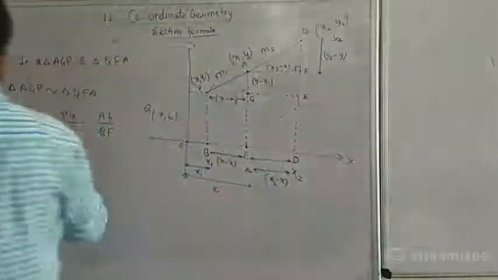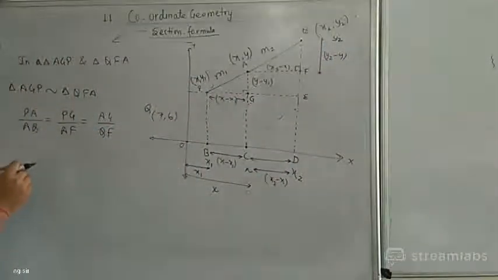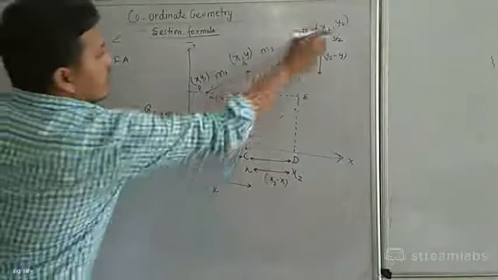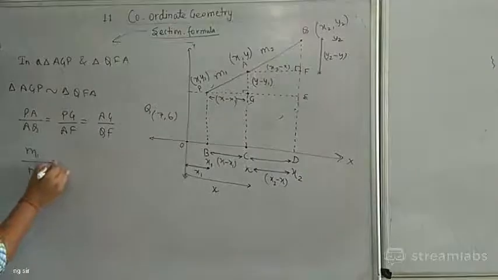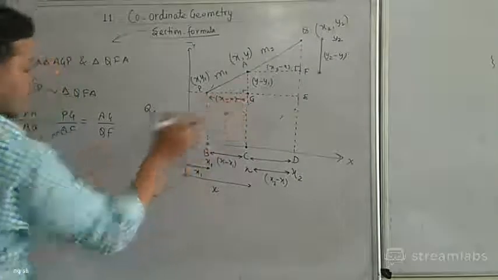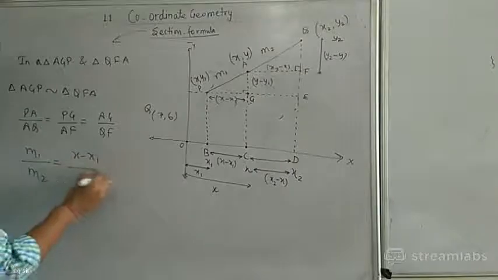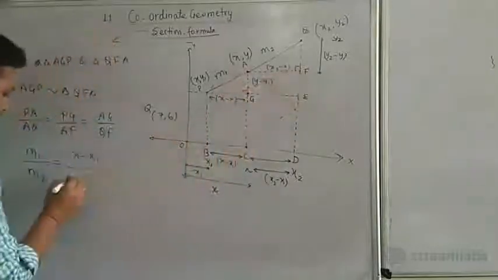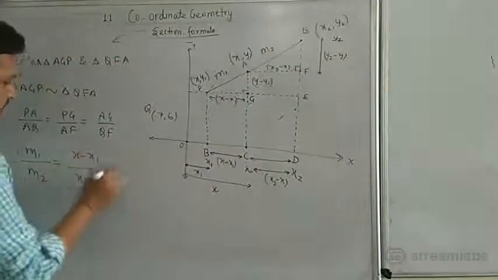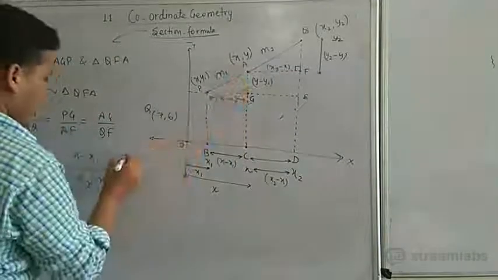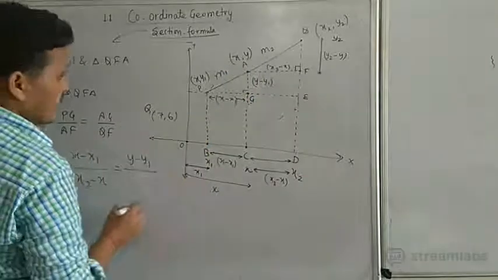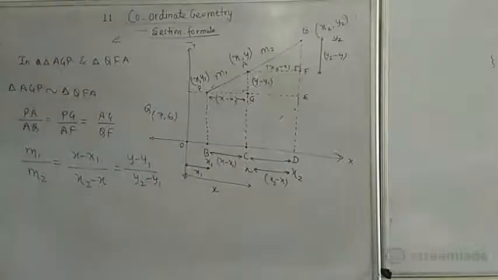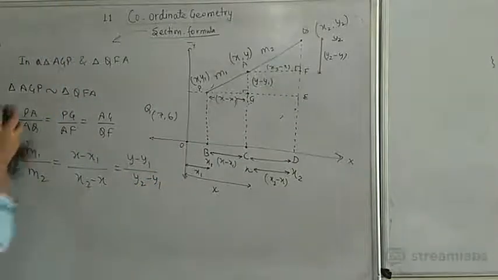तो now substitute the values. What is PA? This is M1, upon AQ, it is M2, is equal to PG, this is x minus x1, and next AF, this part, x2 minus x, is equal to AG, y minus y1, and upon QF is y2 minus y. This relation is formed here. Okay, this relation is calculated here.